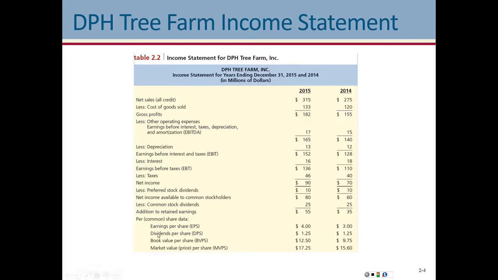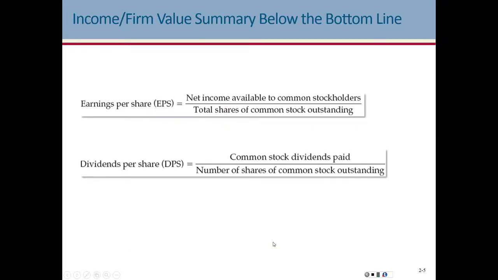We also have per share data. Earnings per share is basically how much income is available to your common stockholders divided by the total common shares outstanding. That is, the shares that are owned by someone different than the corporation, the shares that are owned by the market. Most likely we want this to go up. We want to have more earnings per share. That means that our corporation is being more productive.